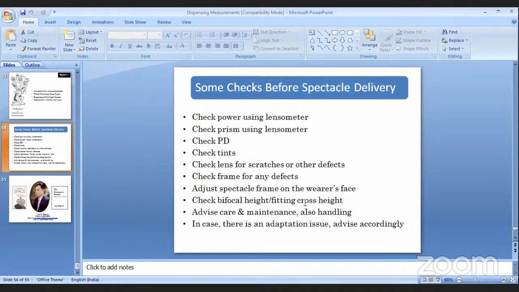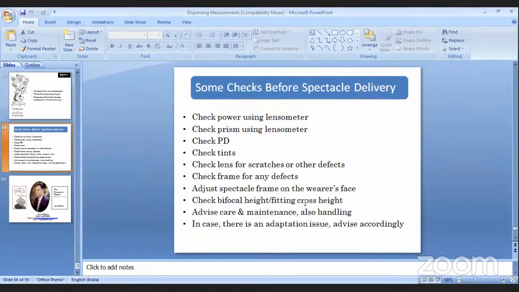Adjust the spectacle frame on the wearer's face. Please make sure that you check the past fitting of the spectacle frame before making any modification in the fitting of the new spectacle frame. Past habit is very, very important. If there is a lot of change compared to the previous fitting, then again the patient might create problems. Check the segment height, and in case of progressive lenses, the fitting cross height. Advise care and maintenance, advise handling. In case there are adaptation issues, advise accordingly.